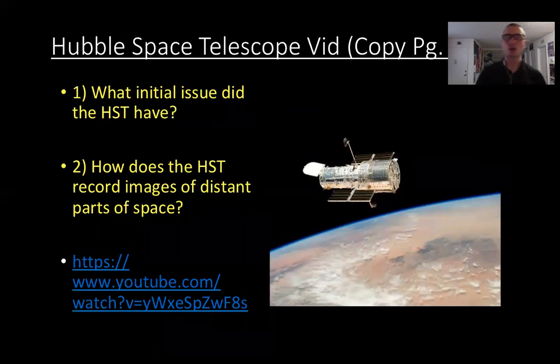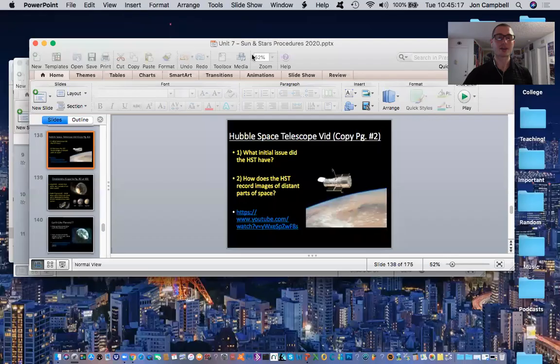But let's get to our last video of the day, which is the Hubble Space Telescope video, all about its history and its creation. Number one, when was it made? In 1990, 30 years ago, when our scientists first created the Hubble Space Telescope. Again, HST is short for Hubble Space Telescope. What issues came about? And then two, how does the Hubble Space Telescope record images of distant parts of space? Again, we already answered it with our GoBlues. Hopefully that's a piece of cake at this point in time. But let me show you a snippet of this video.